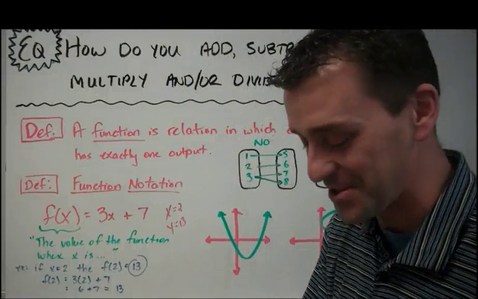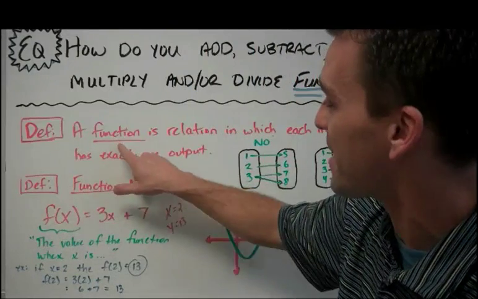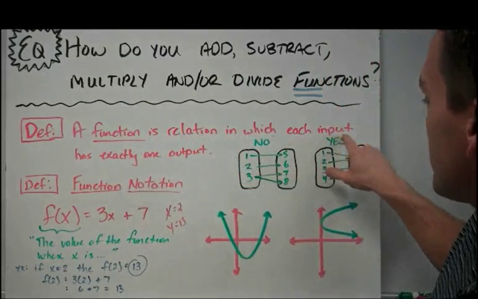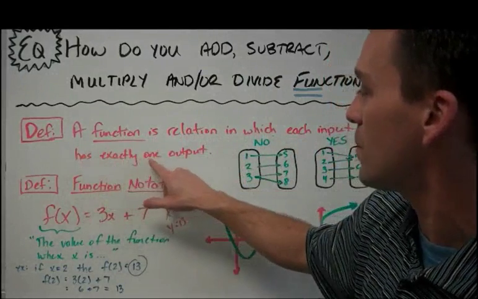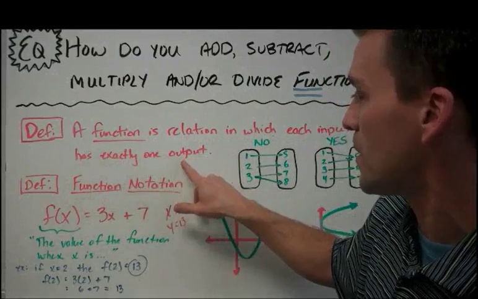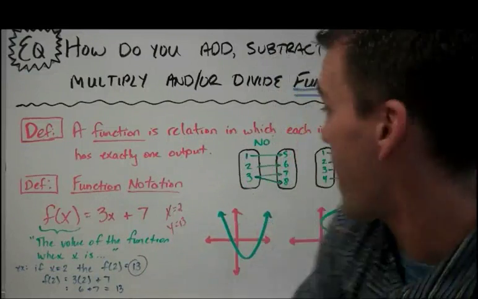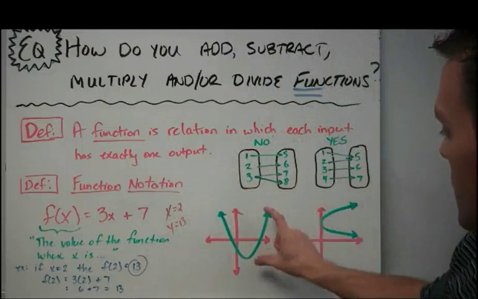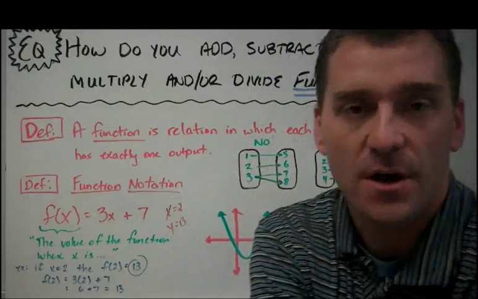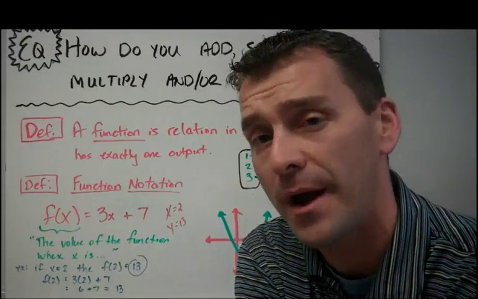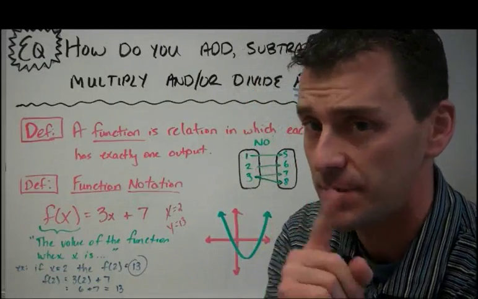Just a couple definitions to get us back on track. A function, by definition, is a relation in which each input has exactly one output. And we talked about this many different ways in class. We talked about mapping diagrams like this right here. We talked about graphs like this right here. We talked about tables. We talked about T-charts. We talked about ordered pairs.